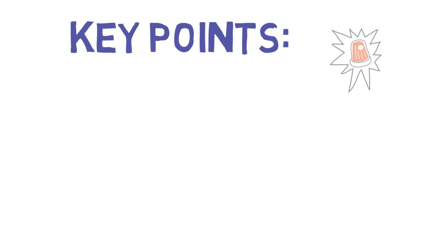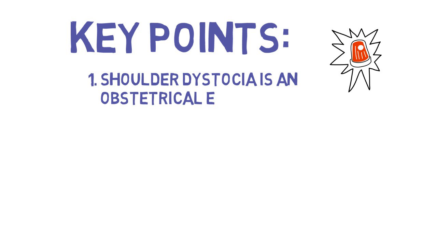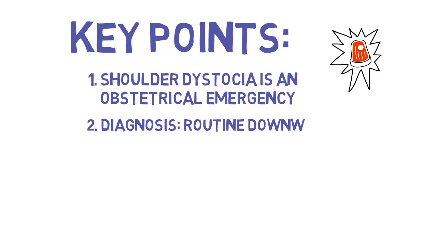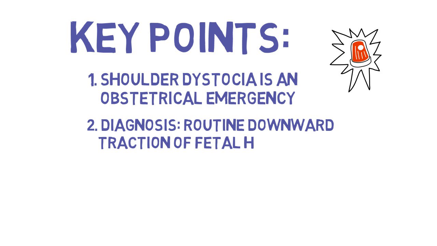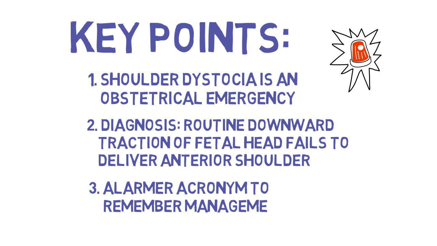Let's review the key points from this video. Number 1. Shoulder dystocia is an obstetrical emergency that requires prompt diagnosis and management. Number 2. Diagnosis of shoulder dystocia is made when the routine practice of gentle downward traction of the fetal head fails to deliver the anterior shoulder. Number 3. ALARMER provides an acronym for the management of shoulder dystocia.